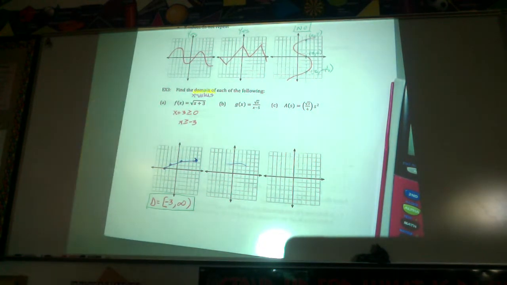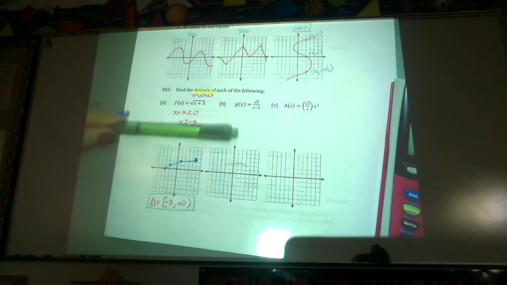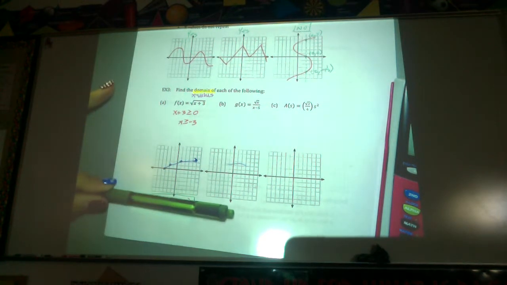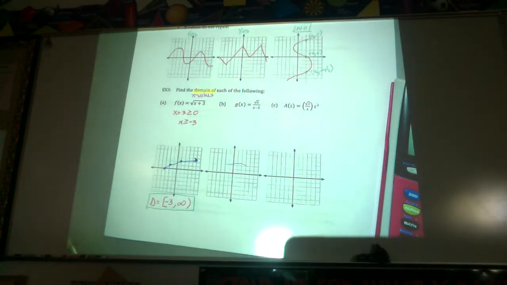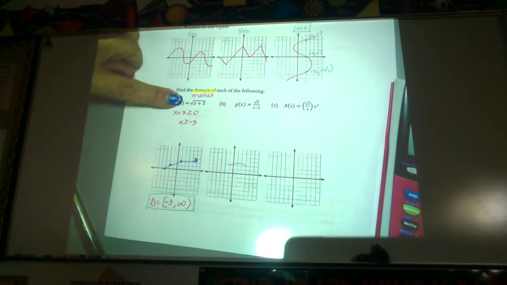It didn't ask for it, but I'm going to go ahead and talk about range on this one as well. So range goes up and down, because that's your y value. Typically we'll start from our lowest y and go up and see where there are restrictions. So if you think about it, this is my y value. What is the only type of answer I'm going to get from a square root?